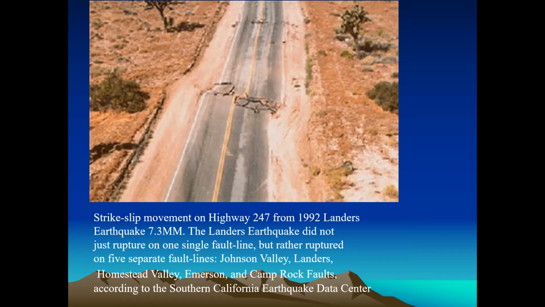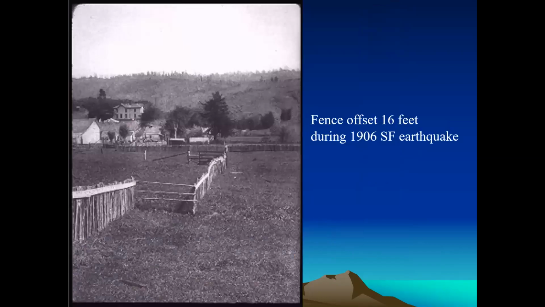Same thing happened with the Ridge Crest earthquake that happened in 2019. Then this, of course, is the famous fence at Point Reyes that moved, that had an offset of 16 to 20 feet in it.